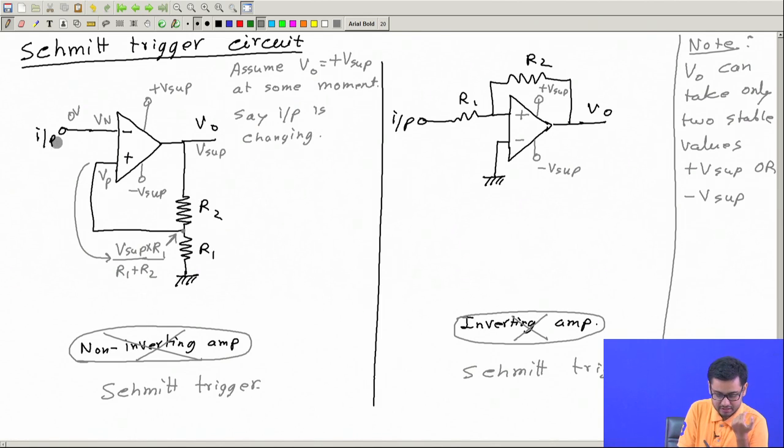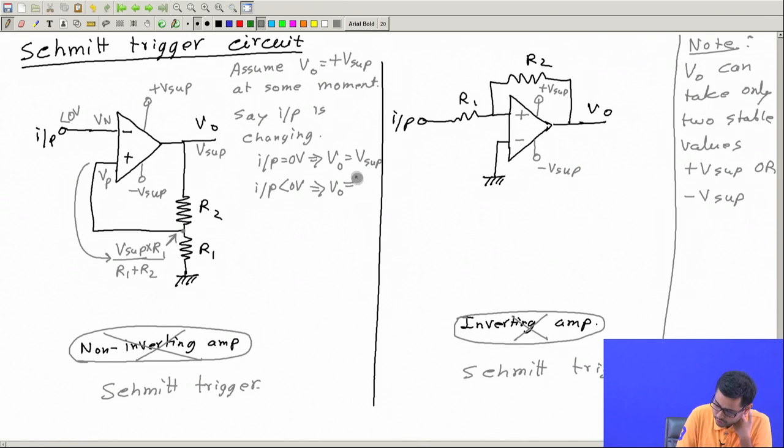If I make it lower than 0, let me also write what I just said. Input equal to 0 volt implies VO equal to V supply. Now, if I take input less than 0, so this is negative, this is positive, so Vp is at a higher value, and if Vp is at a higher value, what is the output? Output is positive. Input less than 0 will also imply output equal to V supply.